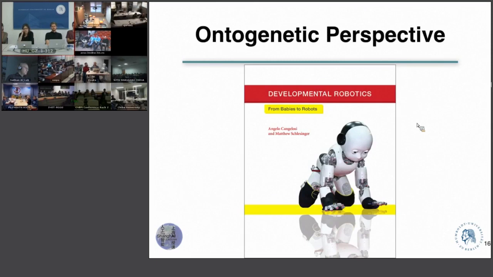There's a very good book on developmental robotics which I'd like to recommend. That's by Angelo Cangelosi and Matthew Schlesinger. You can see on the main cover that's the robot iCub, which is very often used for experiments in developmental robotics because it has some childlike properties.